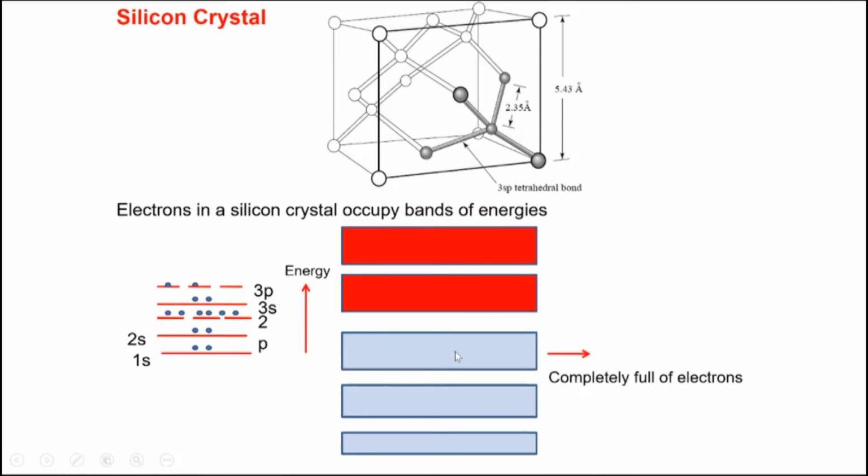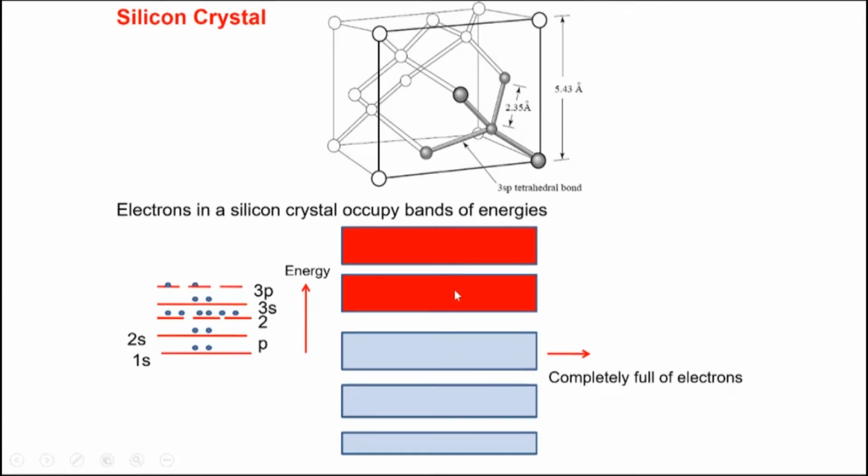And for a semiconductor such as silicon, you have bands of energies here. In gray, or bluish, what we are seeing are bands which are completely full with electrons. Just like the 1s level is completely full, the 2s level is completely full, and 2p is also completely full, similarly we have these bands which are completely full of electrons. The whole band is full.